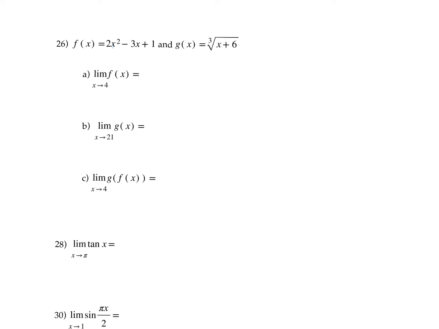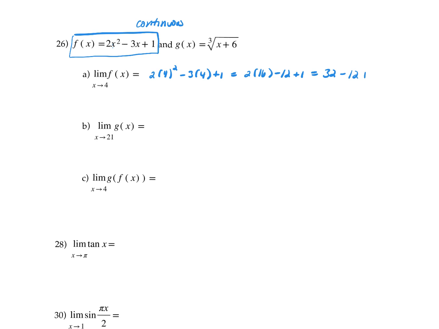All right, number 26, part A, we're finding the limit as x approaches 4 for f of x. And I notice that f of x is just an equation of a parabola. So it's a continuous function, no restrictions on the domain. So if we just go ahead and plug in 4, we can drop that limit notation and do 2 times 4 squared minus 3 times 4 plus 1, or 2 times 16 minus 12 plus 1, or 32 minus 12 plus 1, which will give us 21.